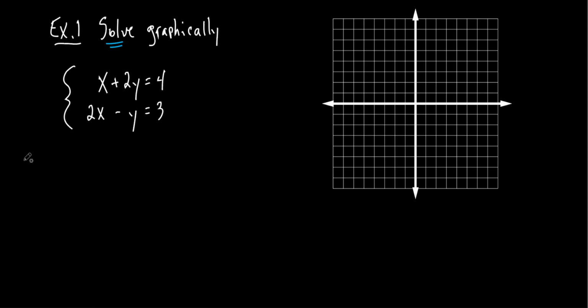So let's take that first one, that x plus 2y equals 4. And let's find the x and y intercepts. So let's do the x-intercept first. Remember how to do that? Yeah, let y equal 0. So if that's 0, what's x? X equals what? 4. Okay?